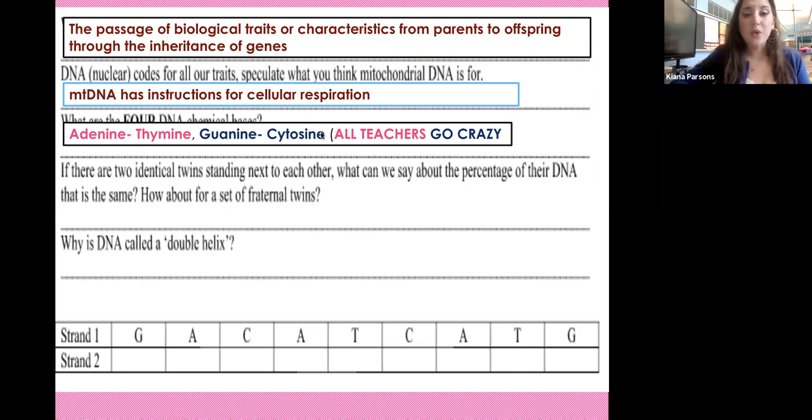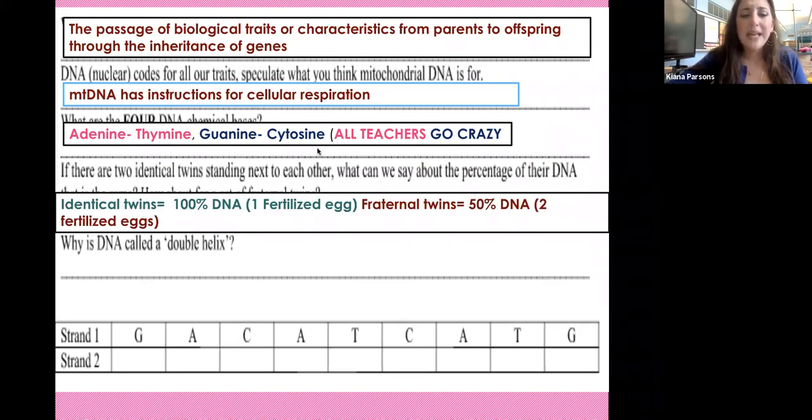If those words are a super big mouthful, just remember that A always pairs with T and G always pairs with C. All teachers go crazy. If there are 2 identical twins standing next to each other, what can we say about the percentage of their DNA that is the same? How about for a set of fraternal twins?